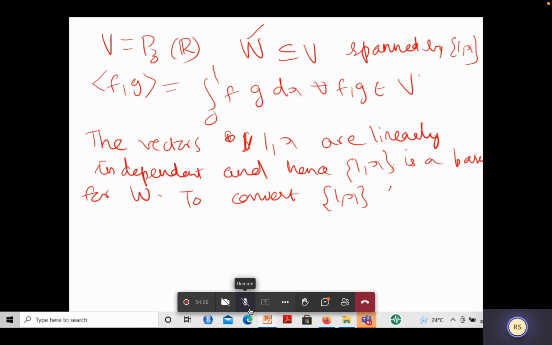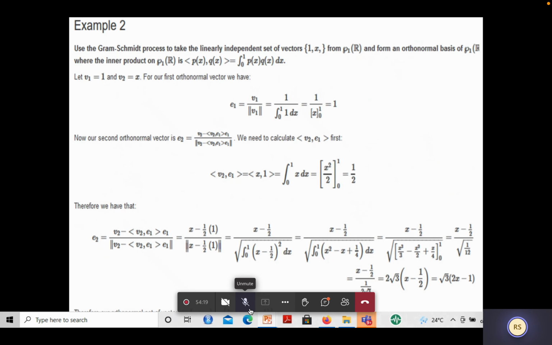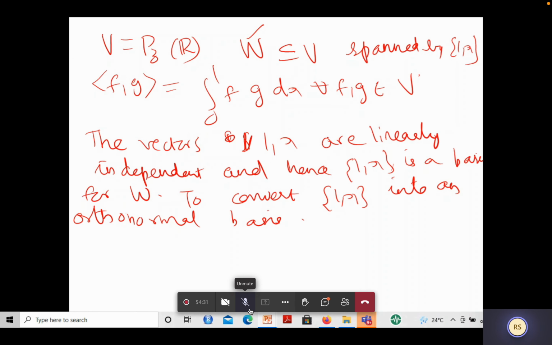Let me convert 1, x into an orthonormal basis. Already we have done it, under the same inner product, just now. Same thing, 1, x. Same inner product, 0 to 1. So we need not do this, we can make use of that. I'll write: already completed.